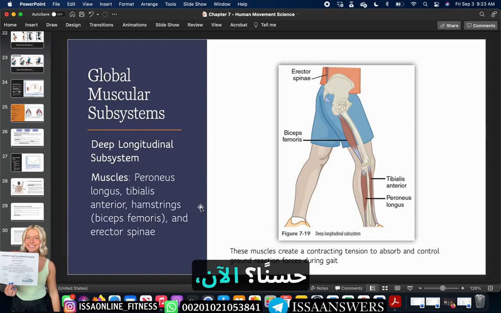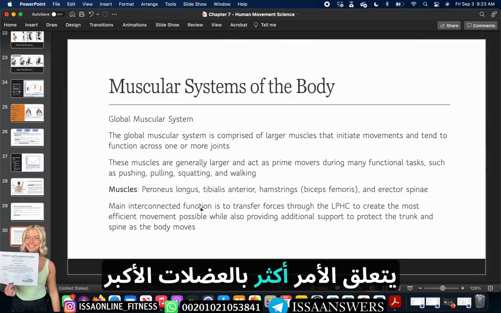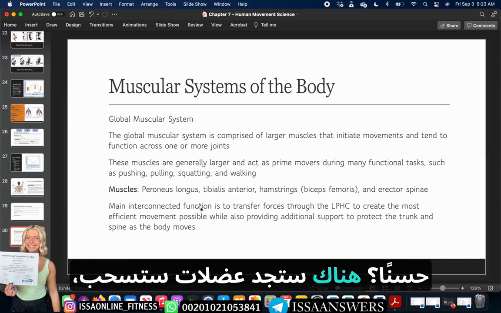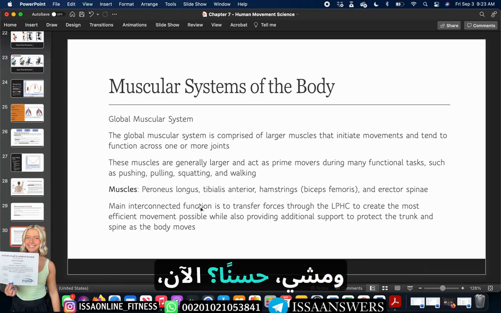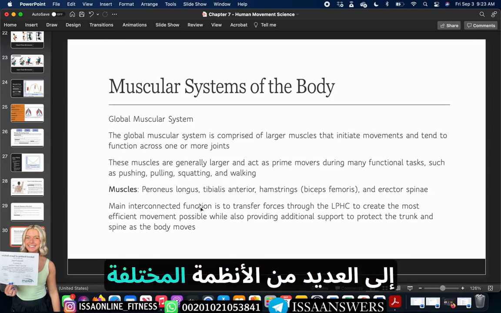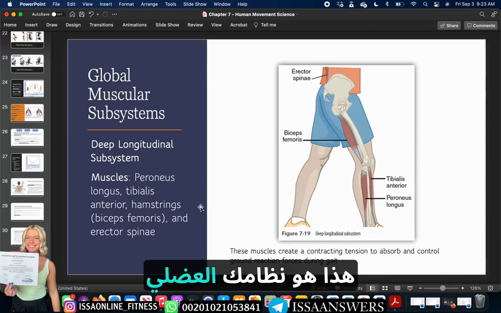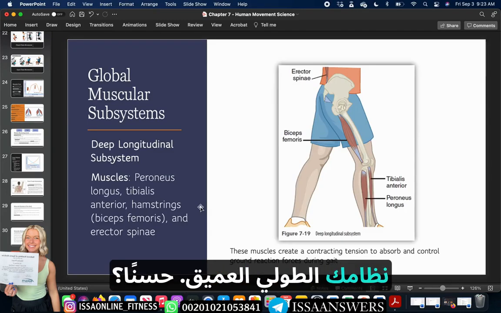Now, when we look at the global, that's more about larger muscles that are going to provide more movement. You're going to have muscles that create pushing, pulling, squatting, and walking motions. Now, the global muscular system is broken down into many different subsystems. This is your true global muscular subsystem, but it's broken down into, for the first example, your deep longitudinal subsystem.